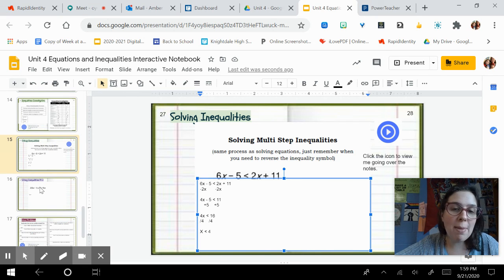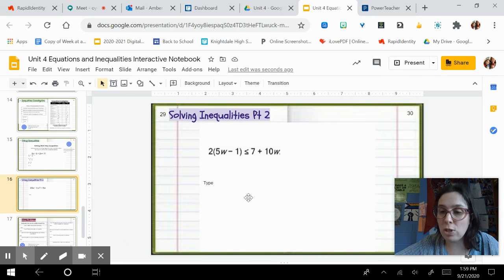All right, so your job is to do this one, okay? Just remember, if you have to multiply or divide by a negative at the end, make sure you flip that symbol around, okay?